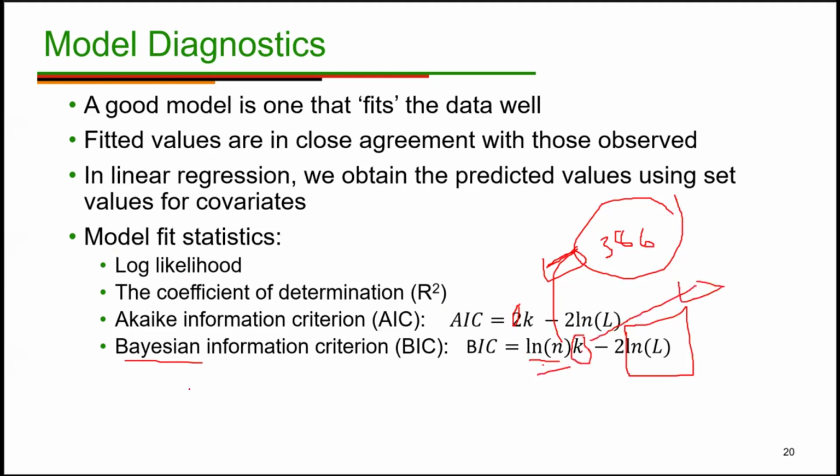Oftentimes the BIC will be higher than your AIC, but both of them are used to compare and contrast the model that you have developed against other models. When we come to regression, you'll understand this a little bit further, but these are absolute values, and you compare them one with another and see how they come out. The smaller the value, the better it is.